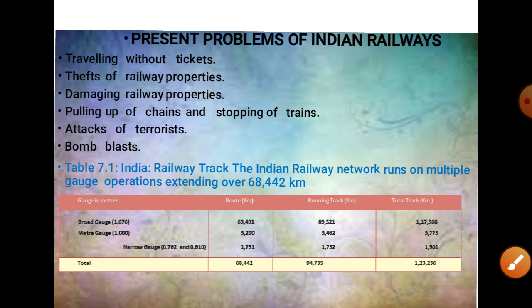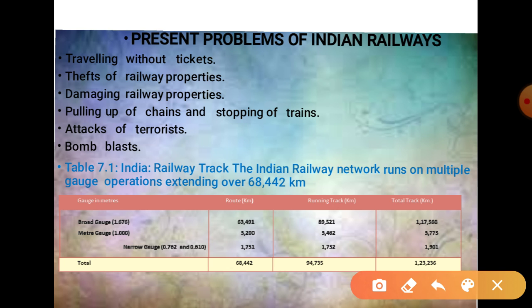Present problems of Indian railway. So first we see the different tracks. We can classify the Indian railway on the basis of track into three parts. Although there are 16 zones of railway in India, like in Rajasthan, which is in the northwestern part, so this is the Northwest Railway. In this way there are 16 zones of the railway in entire India.